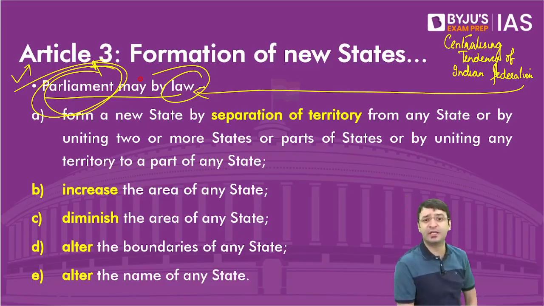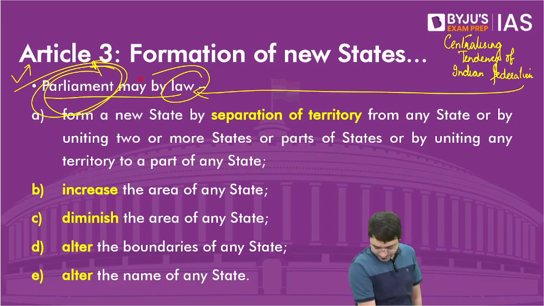Even if you want to change the name of a state, even if Madras wants to become Tamil Nadu, even if Orissa wants to become Odisha, even if Uttaranchal wants to become Uttarakhand, the name of the state can be changed only by the parliament. This is not the power available with the states. Clear? Any questions as of now? Okay.